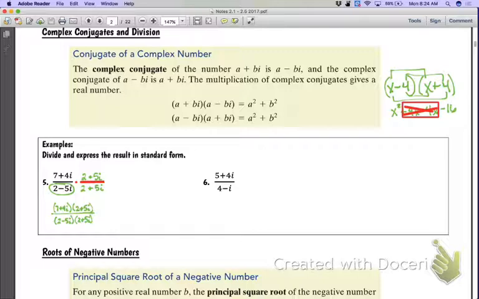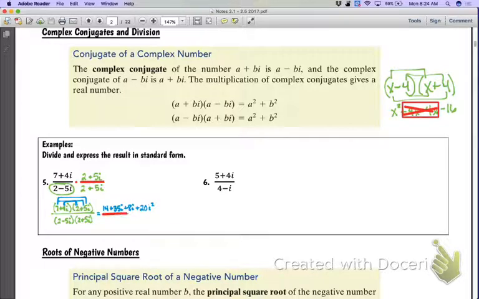So then the top side, 7 and 2 is going to give me 14. 7 and the 5i is going to give me plus 35i. 4 and 2 is going to be plus 8i. And then 4i and 5i is going to give me a positive 20i squared.